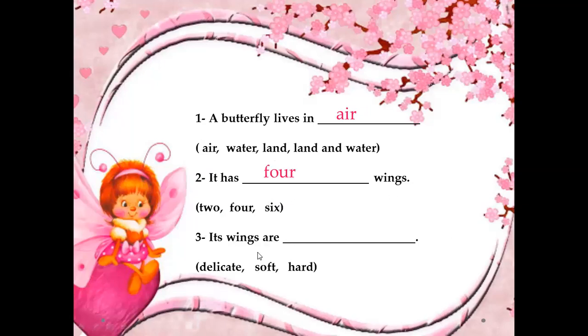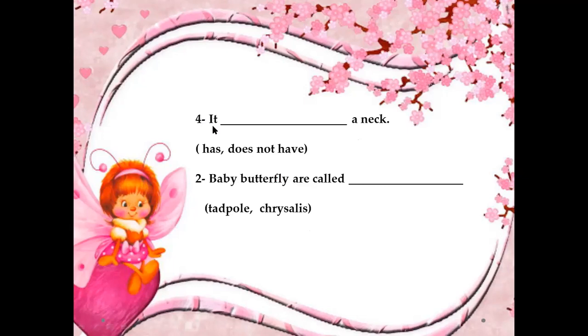Its wings are, which one? Soft, hard, or delicate? Its wings are not hard. Okay. It is thin, delicate. Okay, understood? Now have a look on reading again. A butterfly lives in air. It has 4 wings. Its wings are delicate. Now, the next sentence about the butterfly. It has a neck. Does not have a neck.